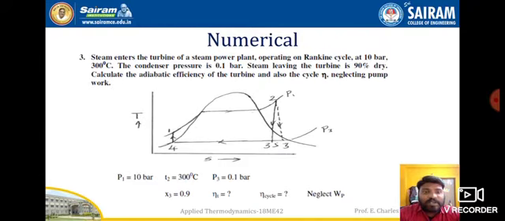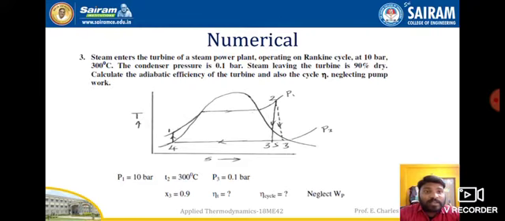The condenser pressure is 0.1 bar. This is one more pressure, the smallest one, 0.1 bar. Steam leaving the turbine is 90% dry. This line is very, very important, because it shows that steam leaving the turbine is 90% dry. That means if it were 100% dry, it would fall exactly on the dry saturated line. You can see in the diagram the 2 to 3 process, shown as a dotted line. That is 100% dry, so it comes and falls on the dry saturated line.